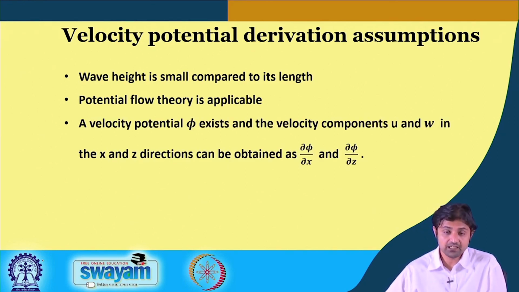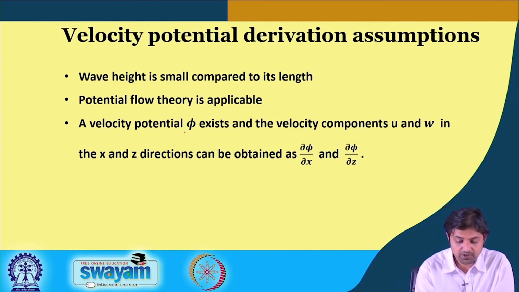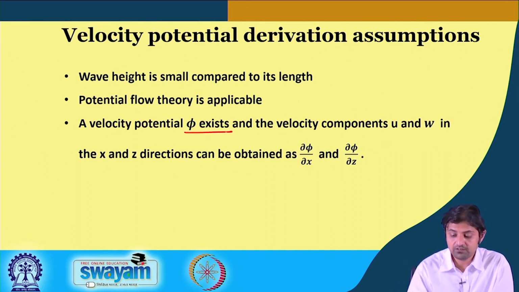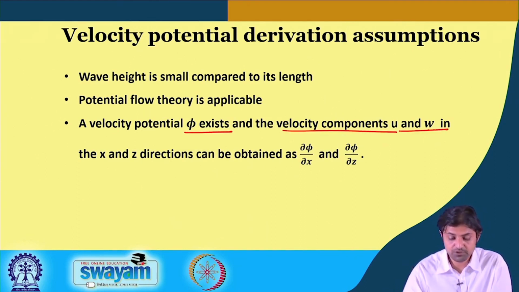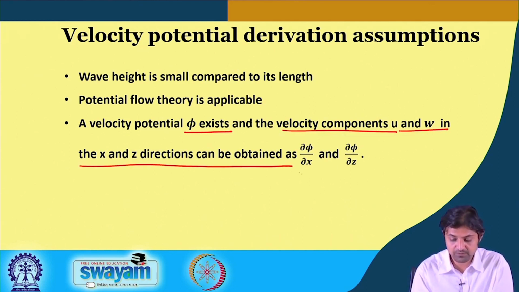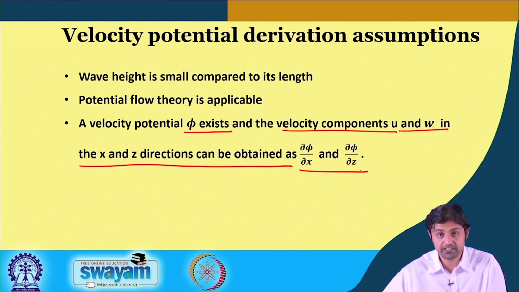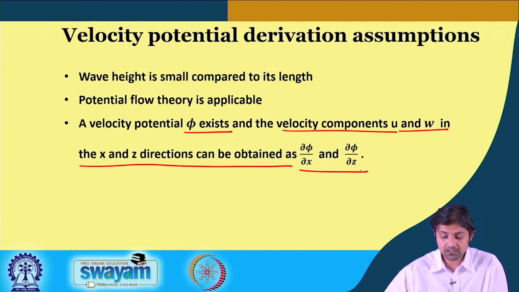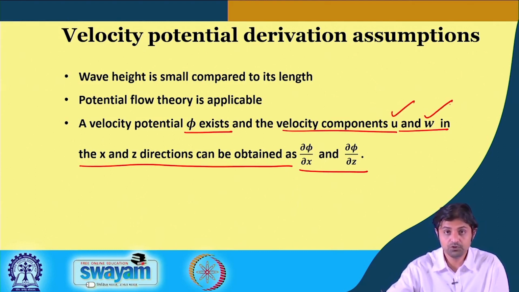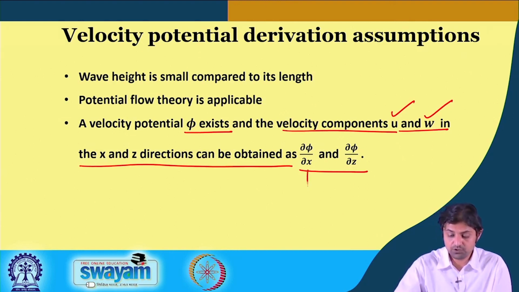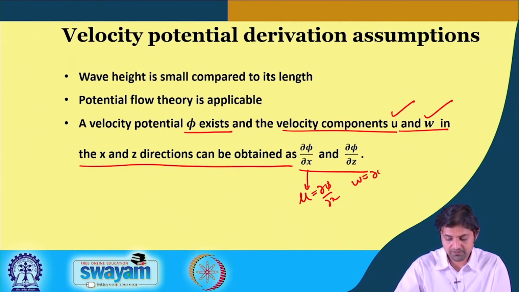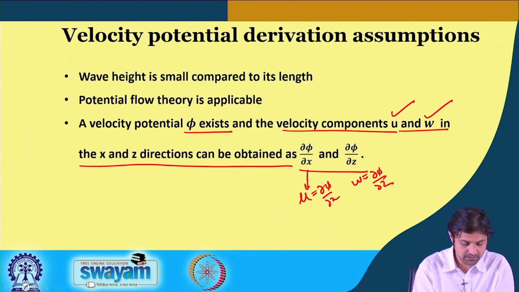Therefore, under the ideal conditions like this, a velocity potential phi exists, and the velocity components u and w in the x and z directions can be obtained as del phi del x and del phi del z. So, we have assumed that the flow is occurring in two directions, x and z, therefore there will be only two velocity components u and w, and if we know phi, we can obtain u as del phi del x and w as del phi del z, all right.